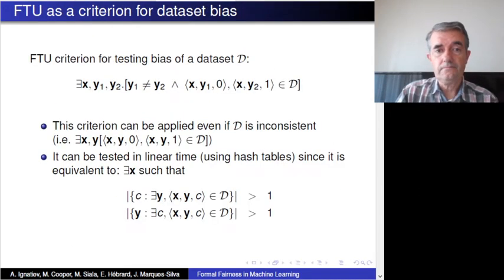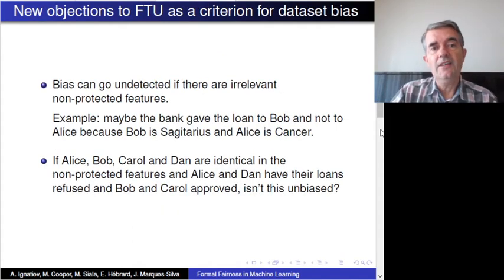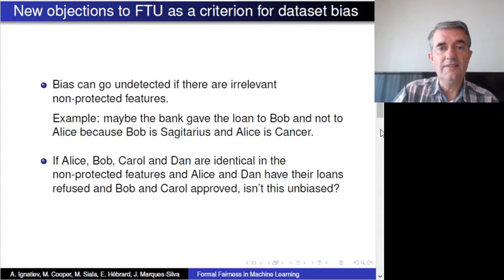Now, we can also use FTU as a criterion for dataset bias by just looking for two examples which differ only in the protected features and have different outcomes. Now, this criterion can be tested in linear time. So that's good news. But we now have new objections to using FTU as a criterion for dataset bias.